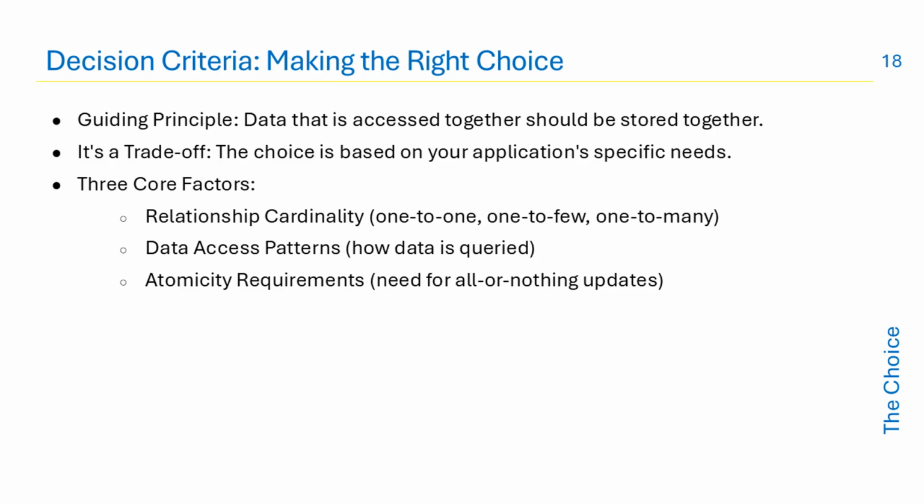First, the cardinality of the relationship. Is it one-to-one, one-to-few, or one-to-many? Second, your application's data access patterns. Will you almost always need the related data, or will it be queried separately? And third, your requirements for atomicity. Do you need to update related entities in a single, indivisible operation?